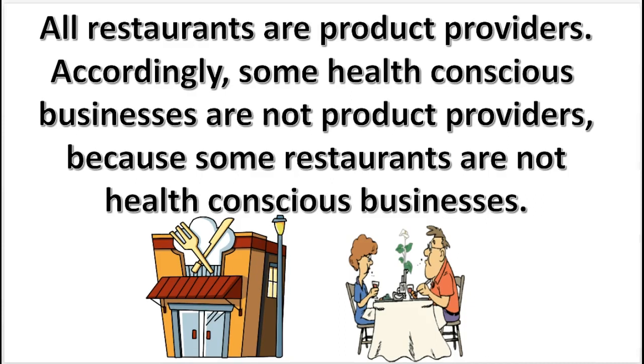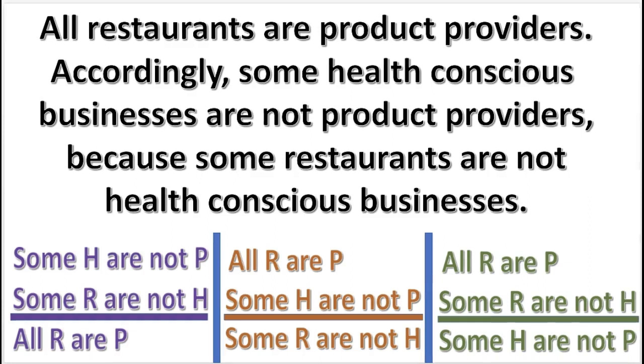Listen to this argument. All restaurants are product providers. Accordingly, some health-conscious businesses are not product providers because some restaurants are not health-conscious businesses. Isn't that a confusing argument? Well, take that argument, substitute the terms for letters, and tell me what the correct argument form is. Write it out. Let me know which argument form best fits this argument. I'm going to give you the answer, so press pause. The answer is in 3, 2, 1.